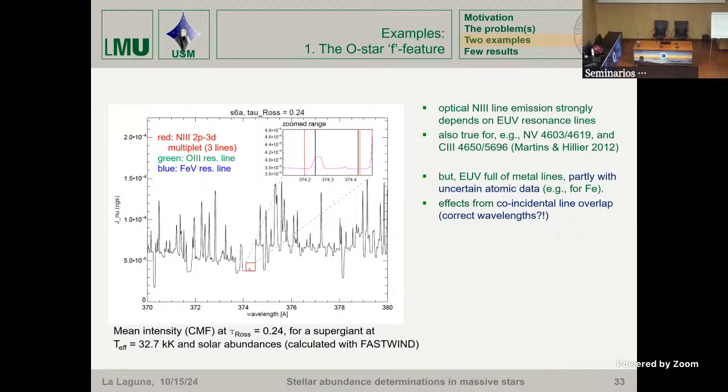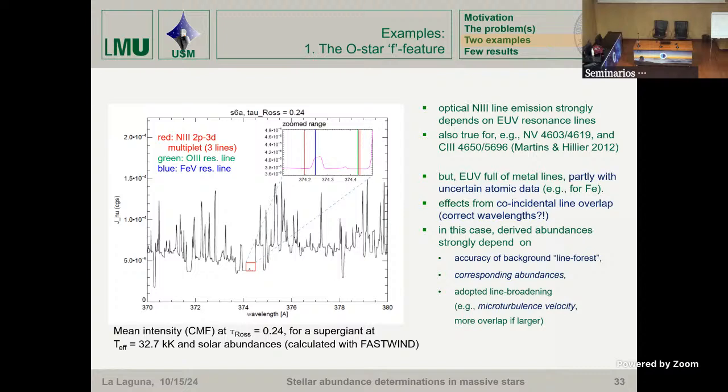Of course, this depends, for instance, on the correct wavelengths of this oxygen 3 resonance line. Now, this is a well-known element, so here the wavelength is quite well known. But of course, there are other lines, particularly iron lines, and for these iron lines, the wavelengths are not so well known. And see here, there is, for instance, one of these iron 5 lines. So coincidental line overlap might have an effect whenever we have pumping by resonance lines. And so these overlap effects depend on the accuracy of all these background lines here.